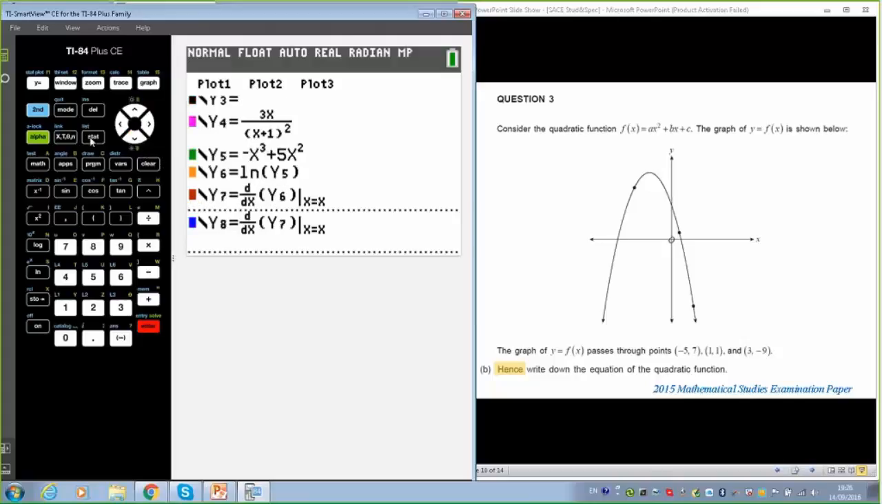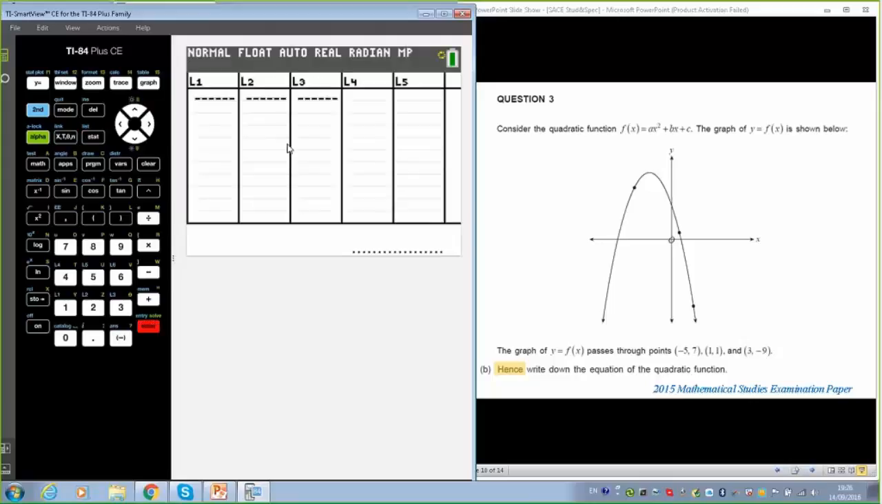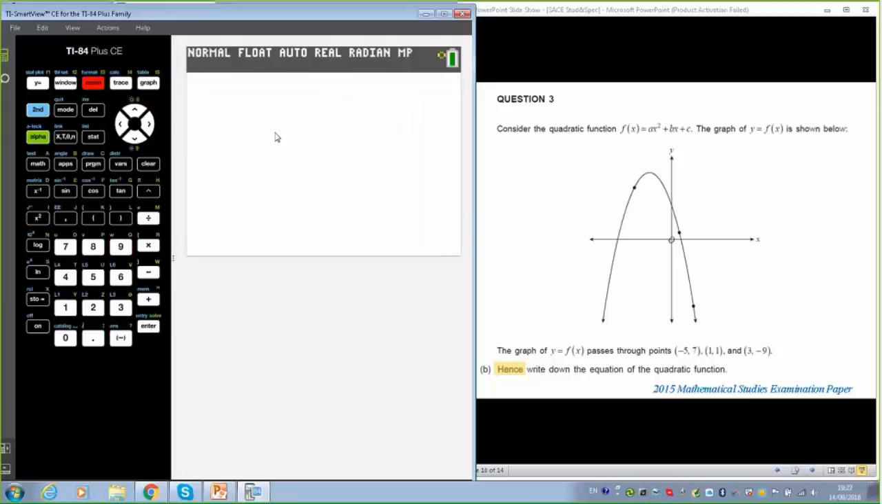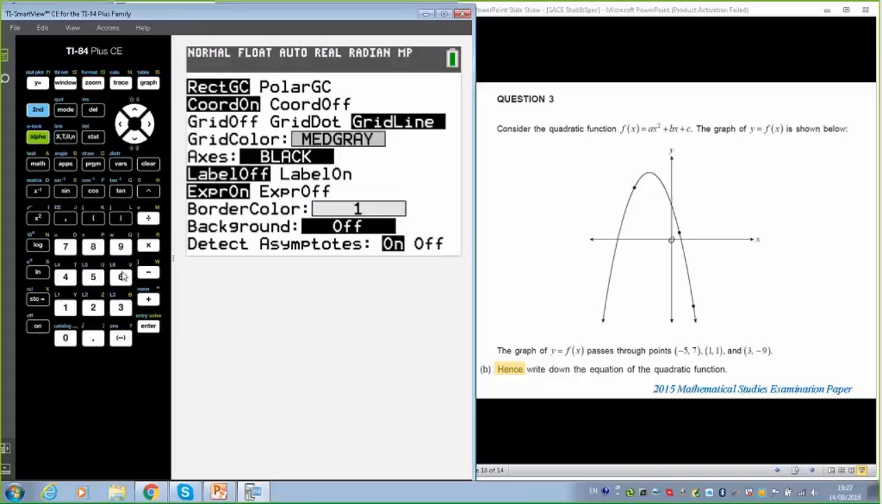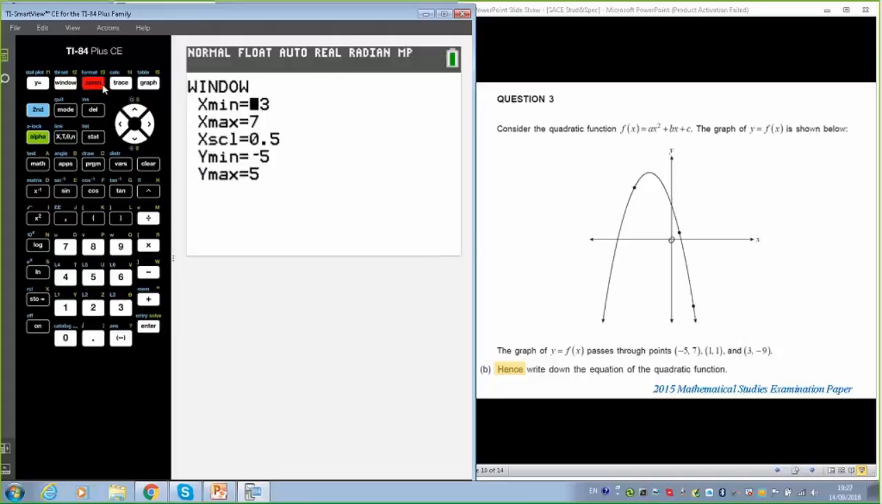We're going to stat, and we'll put these 3 points in. So the 3 points are -5, 1 and 3, and the y values were 7, 1 and -9. I'm going to go back into my format and get rid of that grid. I don't really like the grid that much. That's just me. So I'll get rid of that. We'll go to zoom, and do zoom standard.